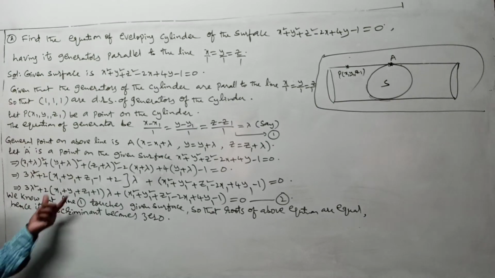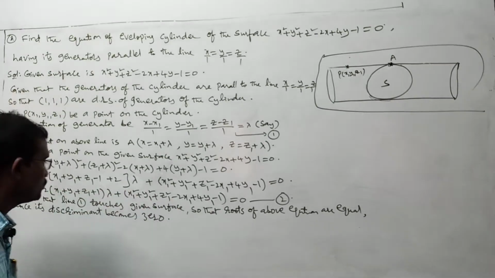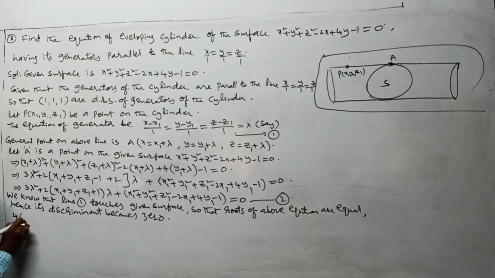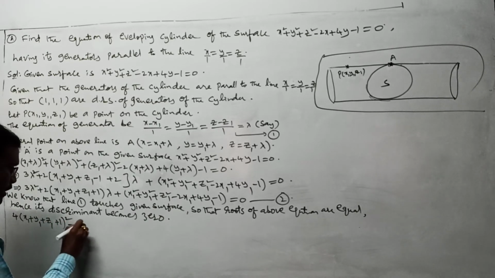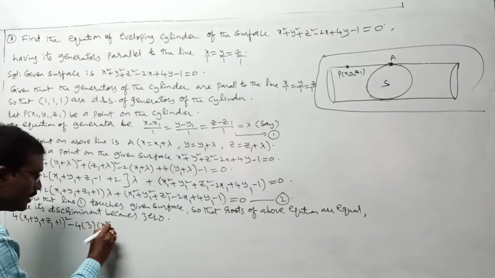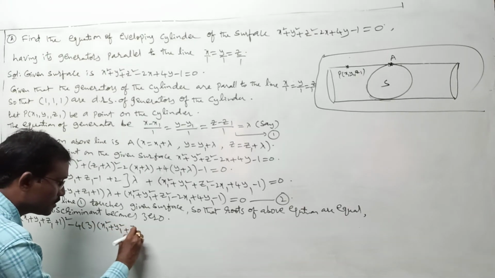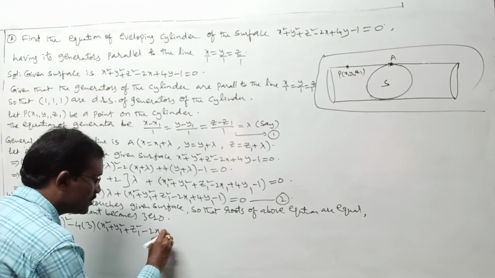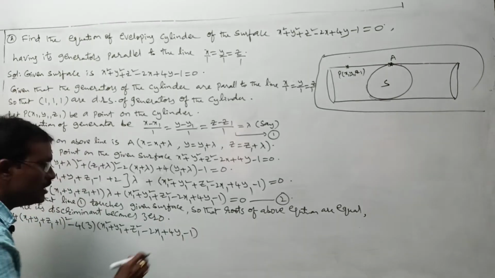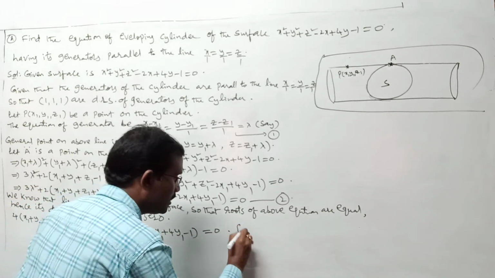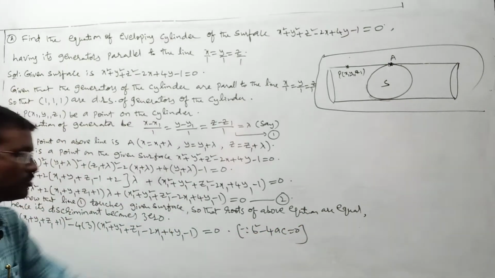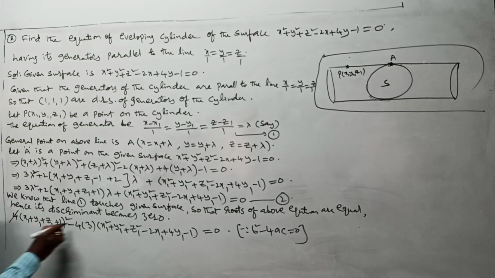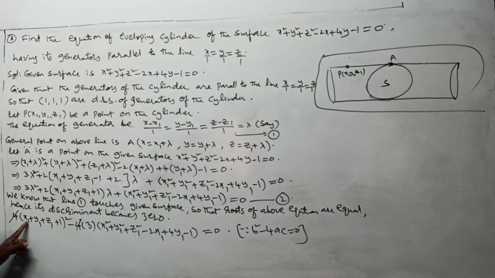Yes. Discriminant means what? B square minus 4AC equal to 0. B square is 4 into x1 plus y1 plus z1 plus 1 whole square, minus 4 into 3 into x1 square plus y1 square plus z1 square minus 2x1 plus 4y1 minus 1 is equal to 0. Here if you want, I am writing the reason: since b square minus 4ac equal to 0, this condition we proceed. Discriminant 0. Here divide with 4. Right? After that you can expand.